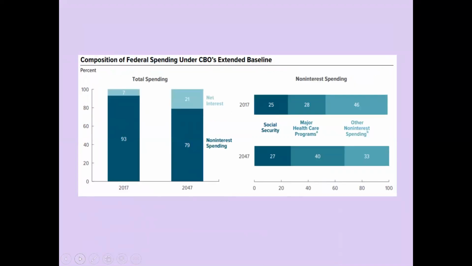Now, again, let's get back here for a second to take a look at interest spending on the deficit. What we will see is that currently 7% of all the funding for the federal government goes towards interest on the debt. By the time we hit 2047, 21% of all federal spending will go towards paying interest on the federal deficit.